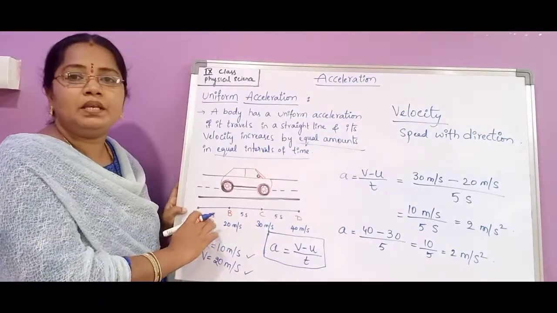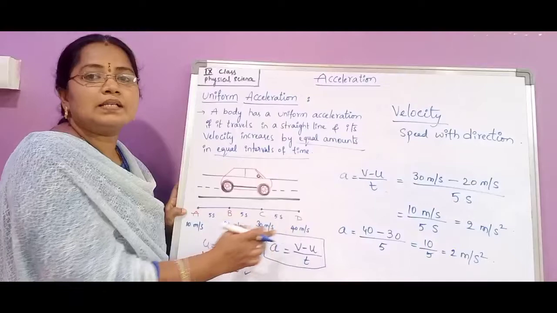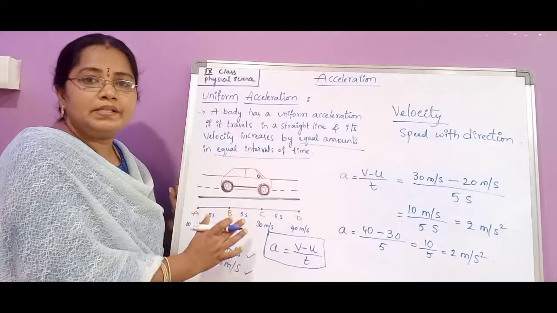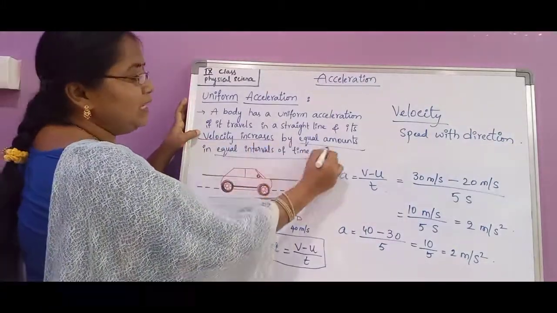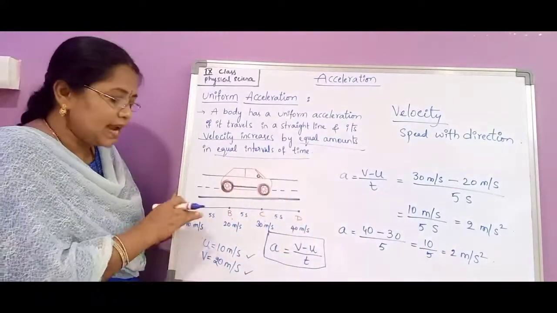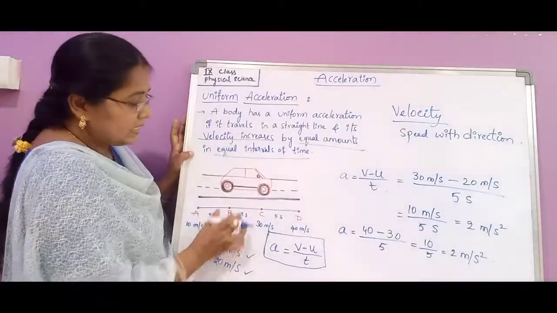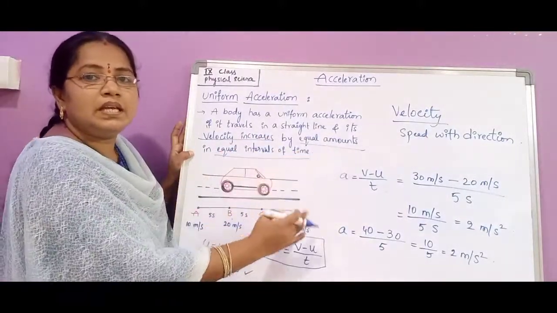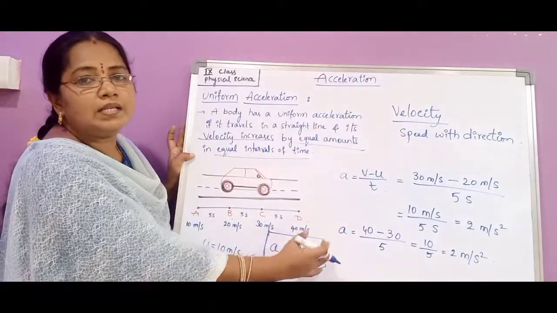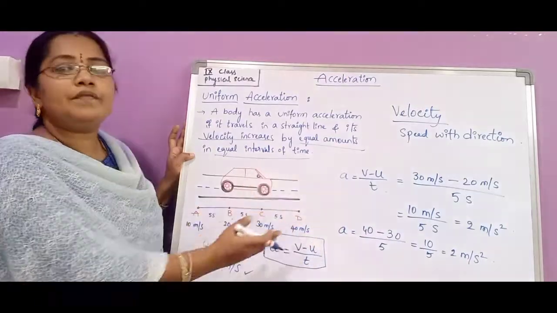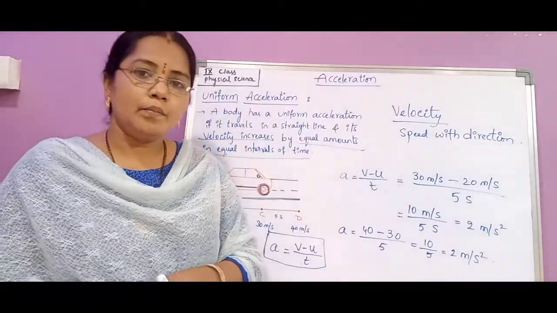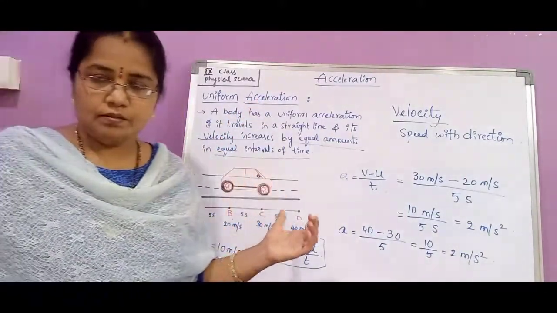In every 5 seconds, the car is increasing its velocity by 10 meter per second. The change in velocity in equal intervals of time remains the same. See here, velocity increases by equal amounts. Here to here 10 meter per second, here to here again 10 meter per second, here to here again 10 meter per second. Like this, gradually there is an increase in the velocity in equal amounts. The velocity is increasing in equal amounts in equal intervals of time. In that case, the body is said to be in uniform accelerated motion. This is about uniform acceleration.